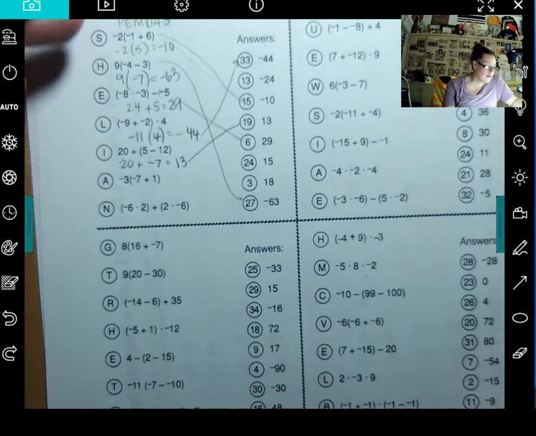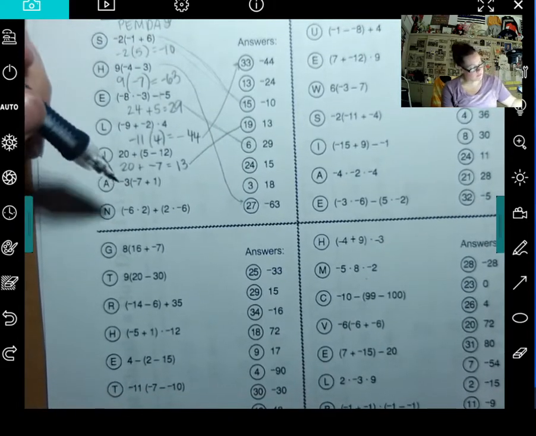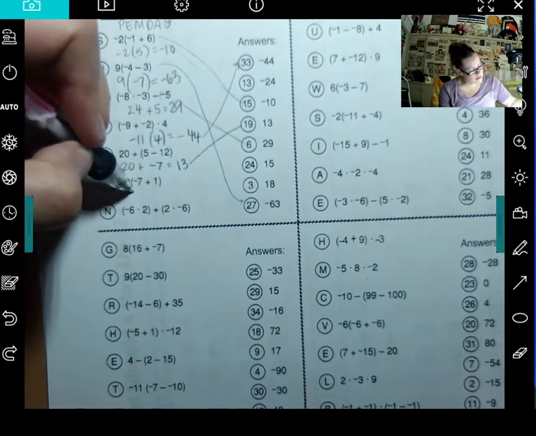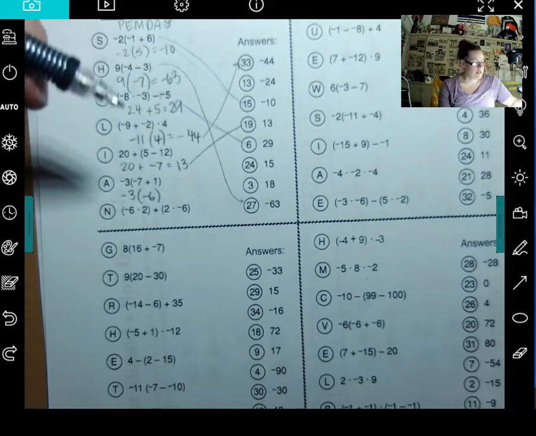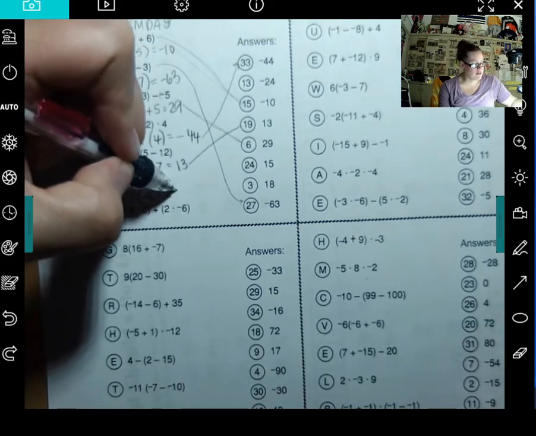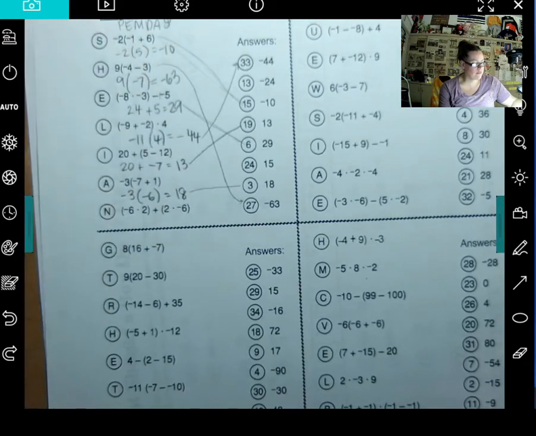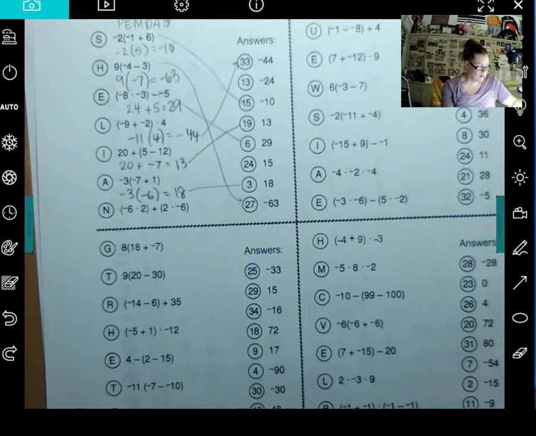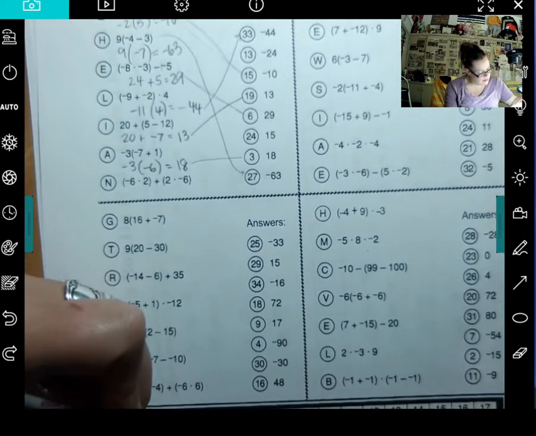A, we have -3 times the quantity of -7 plus 1. So -7 plus 1 is -6. Negative times a negative is a positive, so then we have 3 times 6, which is 18. And we get 3. So number 3 has the letter A.